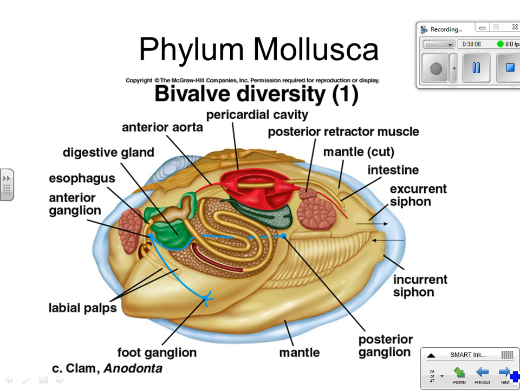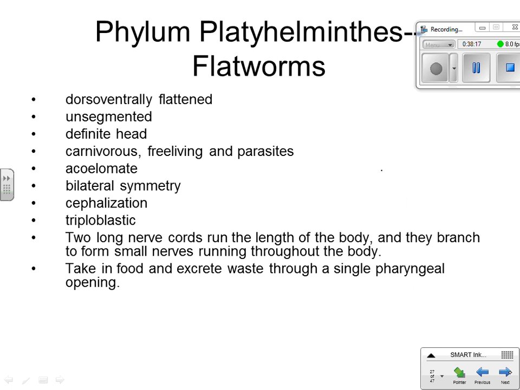And then notice down here, this is the foot. A clam will stick that out. It's like a hatchet-shaped muscle, and it'll push itself around, help it to move. But that's its foot. And I don't think we're going to try to start flatworms today, so we're going to stop there.